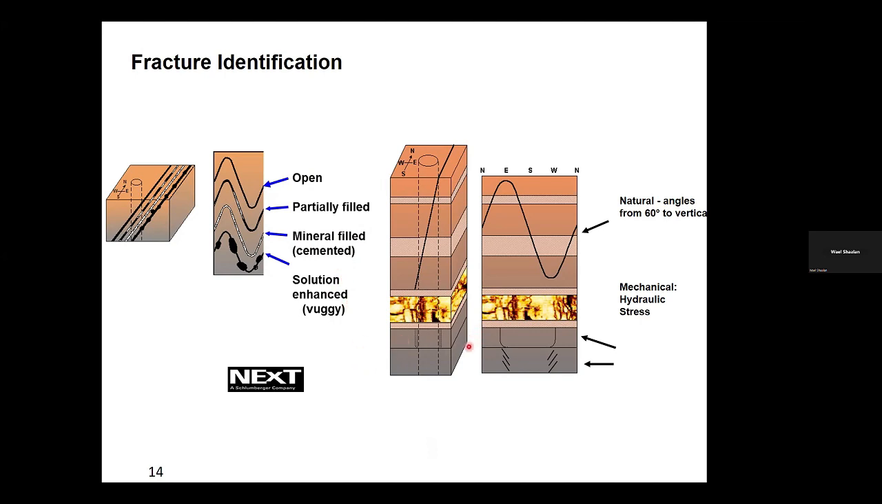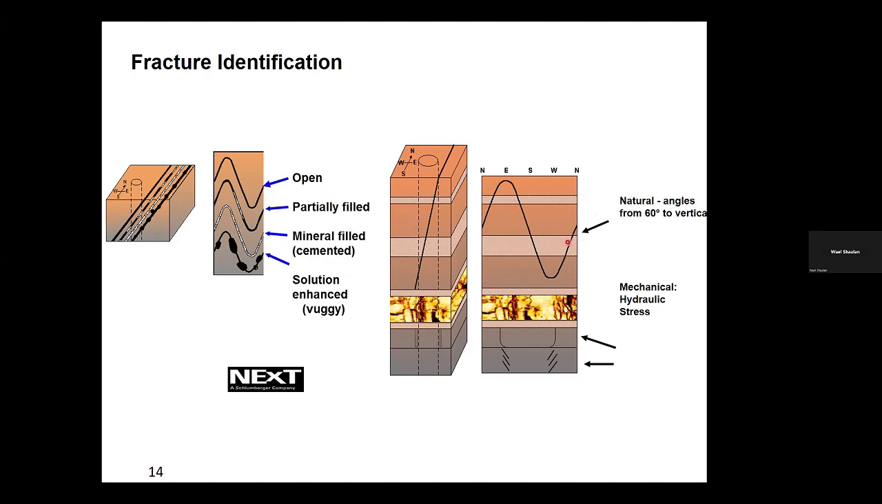If we are dealing with an electrical image, we usually don't say open or closed, but we say conductive and resistive. So mineral filled will mostly appear resistive. And if it's open, in most cases it will appear conductive, because the mud enters this opening and makes this conductive appearance in the image.